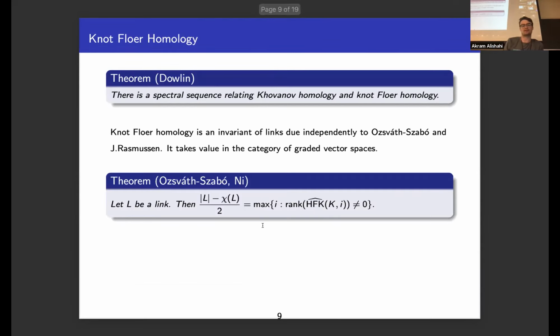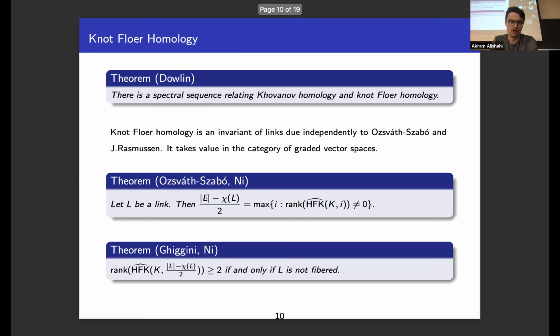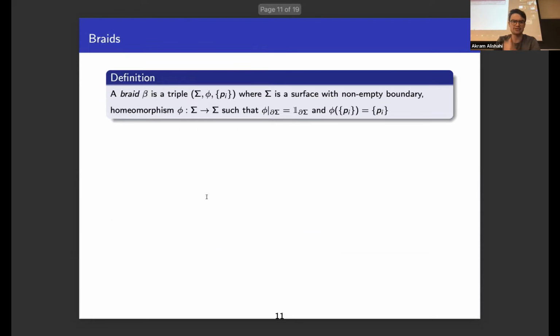Here are a couple of facts that we use in our proof. If L is a link, then the maximum Alexander grading of knot Floer homology is determined by the number of components of L and the Euler characteristic of a Seifert surface for L in this way. Moreover, there are bounds on the rank of knot Floer homology for non-fibered knots. If you've got a non-fibered knot, then the rank in this maximal Alexander grading is at least 2. So we want to find a lower bound on the rank for fibered knots as well, and we do this by passing through some discussion of braids.